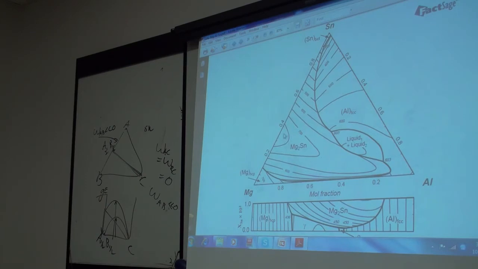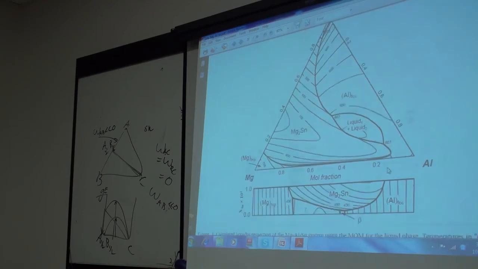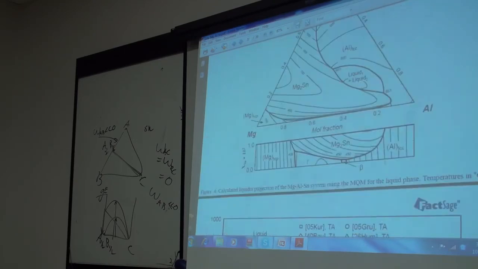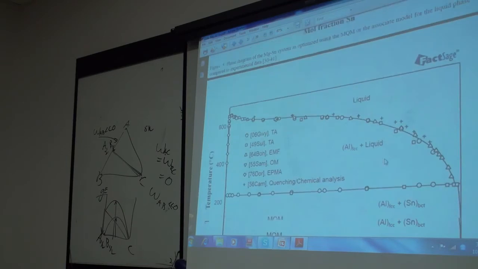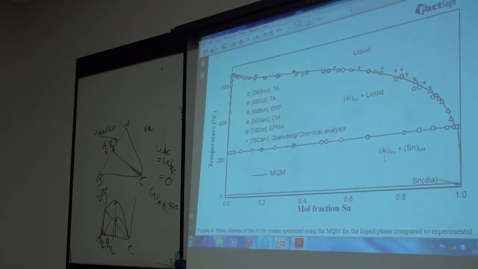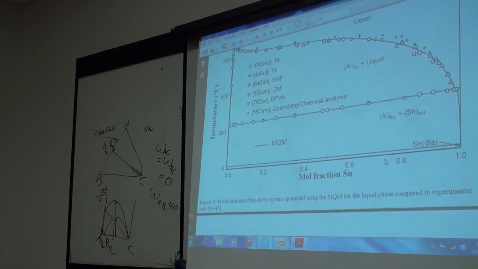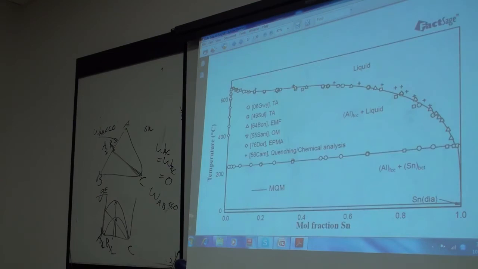Okay, so once again, it's like the aluminum-scandium-magnesium. You have your widely spaced liquiduses and you're going along this direction. Okay, so we applied the quasi-chemical model to all three binaries. And that is the prediction, the phase diagram along this line, calculated and measured points.